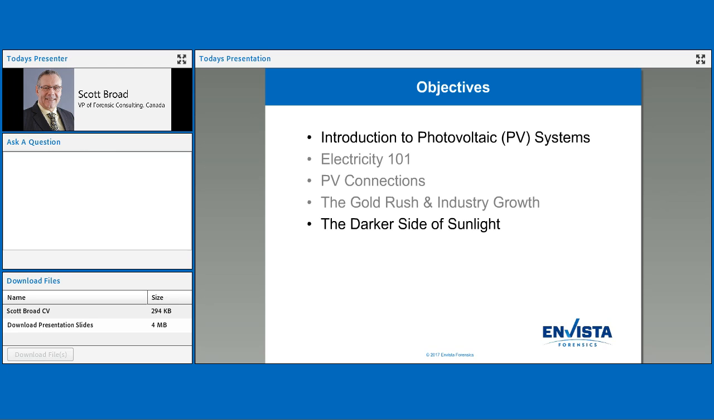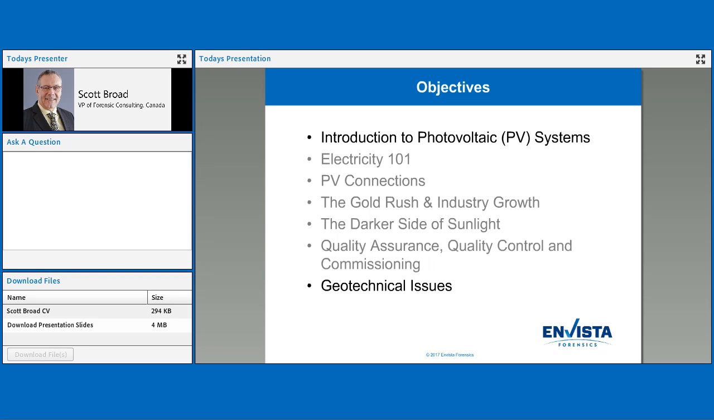I'm going to talk a little bit now after that about the darker side of sunlight, and we're going to start talking about failure mechanisms and what happens and why they do happen. But then we're going to talk a little bit about quality assurance, quality control, and the commissioning process that's involved in getting these systems up and running. And then towards the end, we're going to talk about some geotechnical issues that are more specific to hot and cold climates with solar farms.